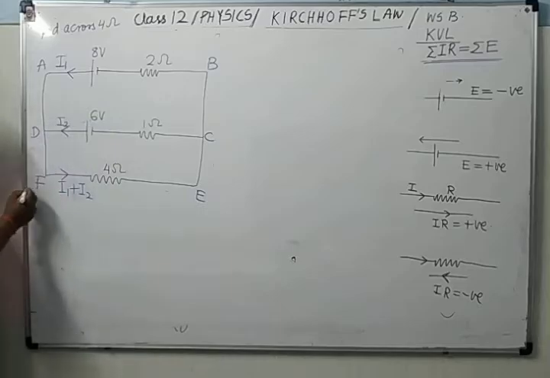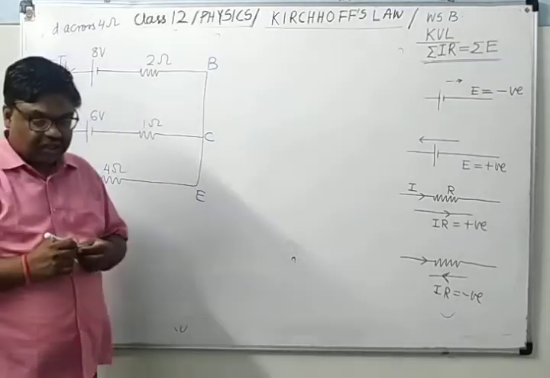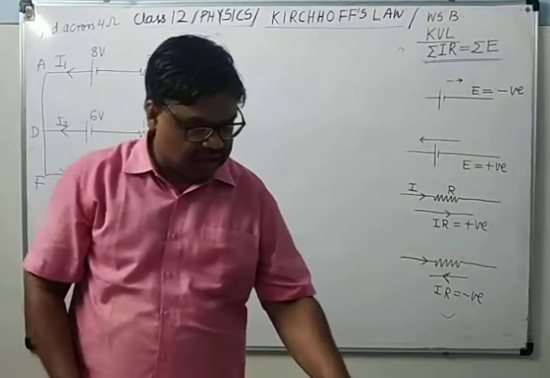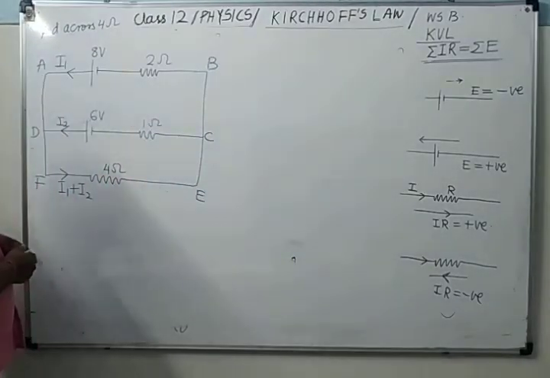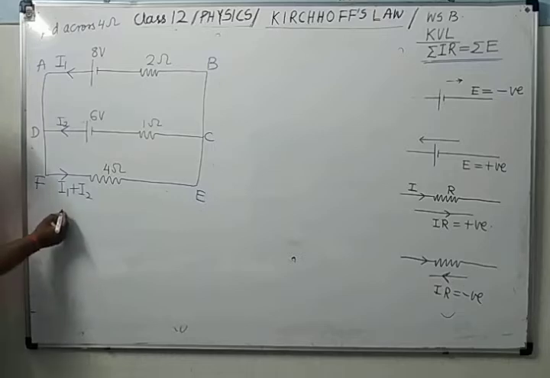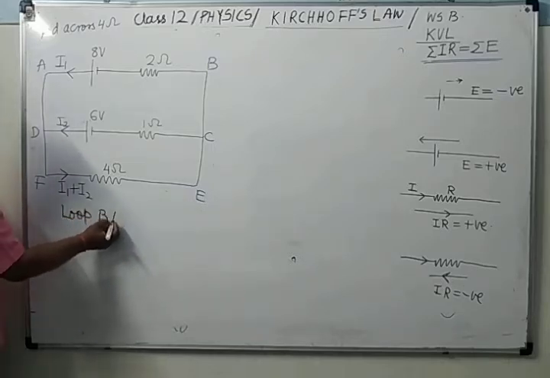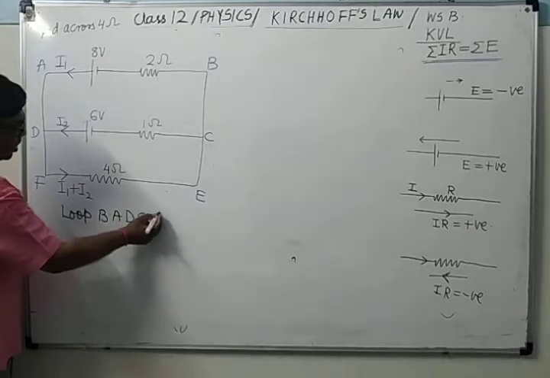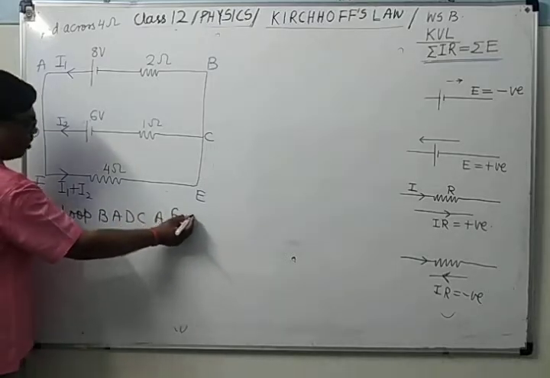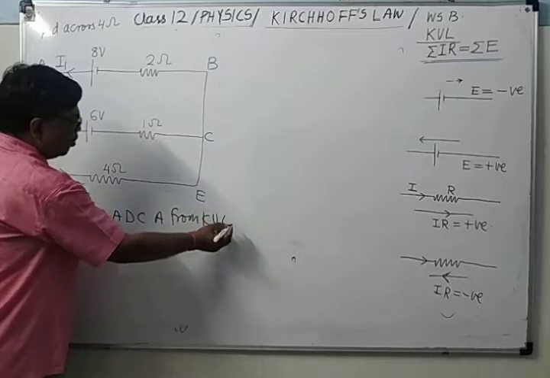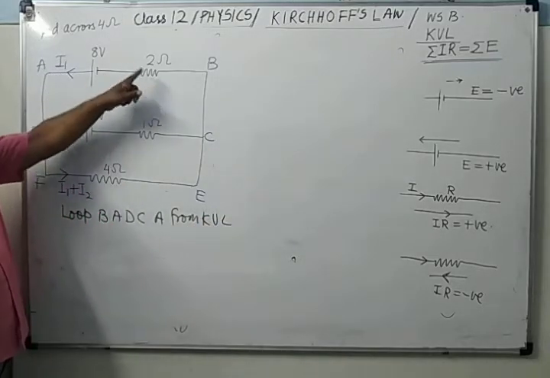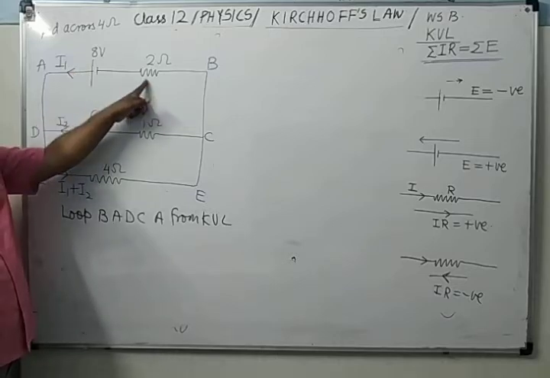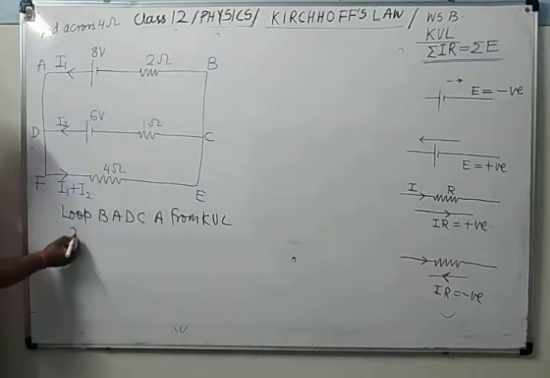Okay? Here you have taken this loop A, B, C, D, E, F. Now you apply the Kirchhoff's voltage law. So see here, first you take this loop BADCA. When you apply Kirchhoff's voltage law here, you are moving in the direction of current. What is current here? I1, therefore here also I1. So it will be 2I1.